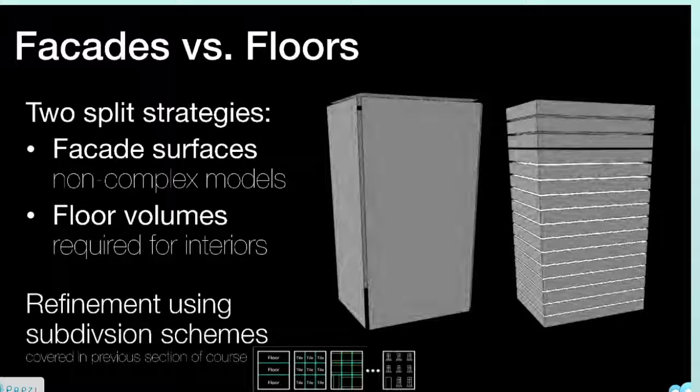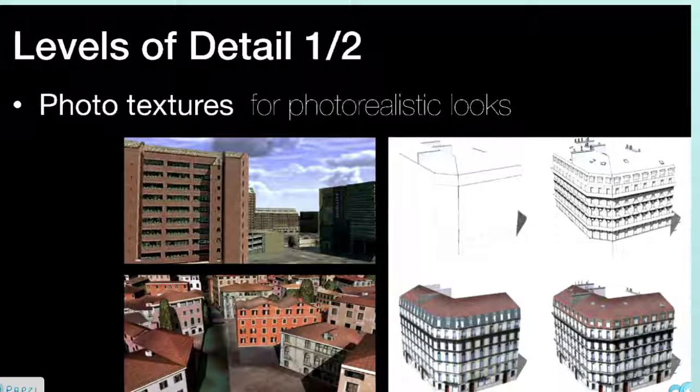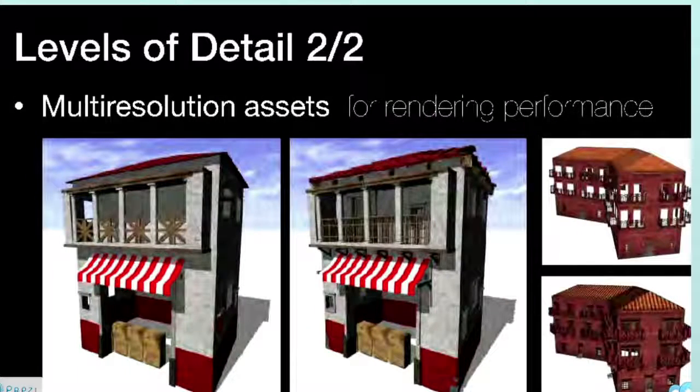So still two split strategies. We have facade surfaces, floor volumes. And you can see we have different possibilities for adding detail to the initial form. One is just to use textures, and the other one is really to have the hard-coded geometry here. Okay, multi-resolution assets. Maybe I should have had one.